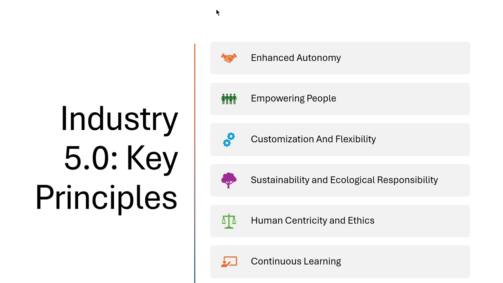Industry 4.0, with its highly enhanced focus on optimization and automation, seems to leave the human operator out of reckoning. Industry 5.0 tries to humanize the Industry 4.0 centric operations by stressing upon enhanced autonomy, empowering people, customization and flexibility, sustainability and ecological responsibility, human centricity and ethics, and continuous learning.